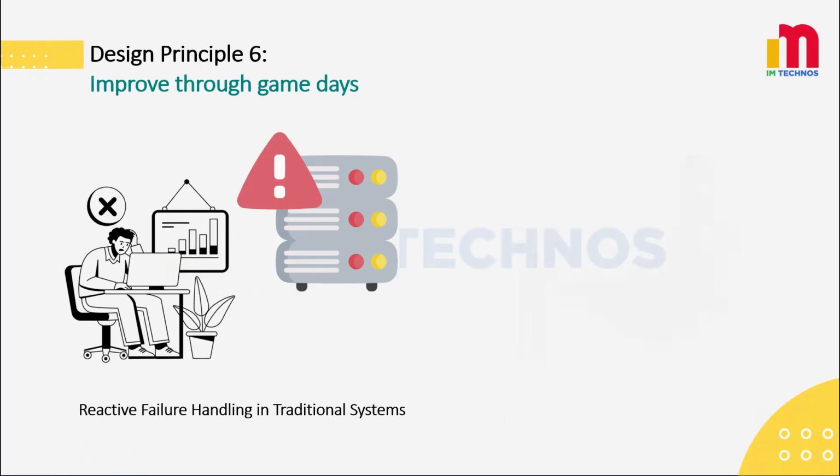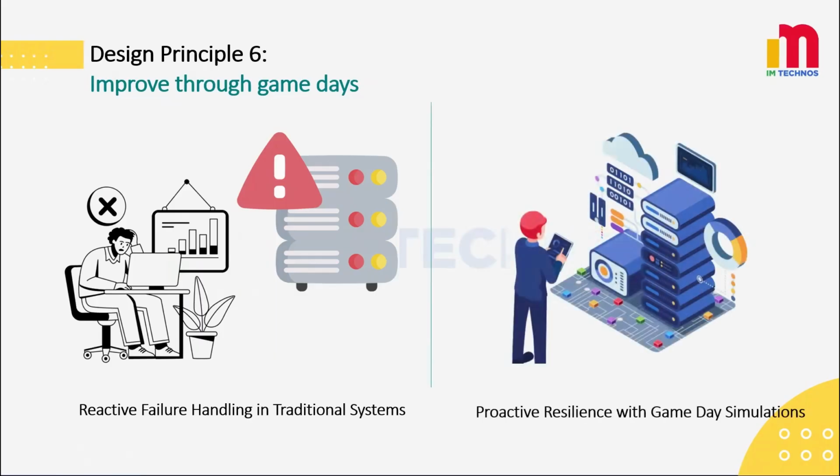In contrast, AWS encourages organizations to prepare through game days. These are controlled simulations where teams intentionally inject failures into their systems before an actual crisis occurs. With AWS services like AWS Fault Injection Simulator, businesses can test their system resilience in a safe, repeatable manner. They can simulate server failures, network outages, or even sudden traffic spikes without impacting real users.